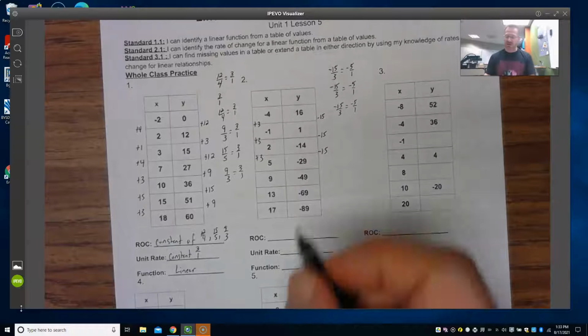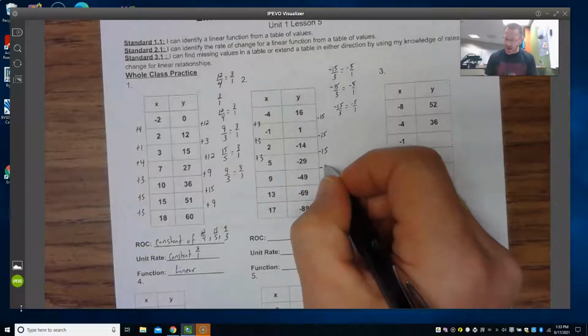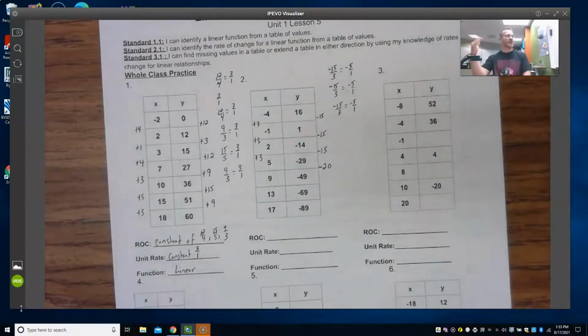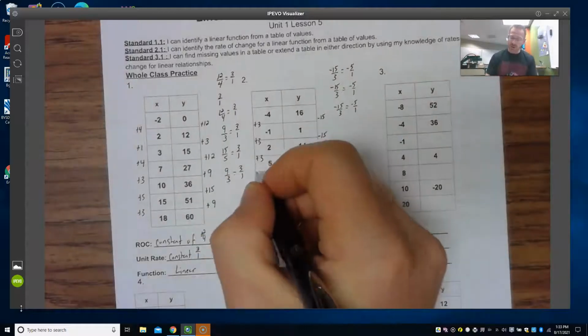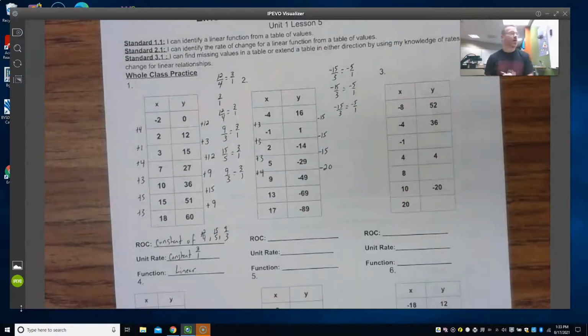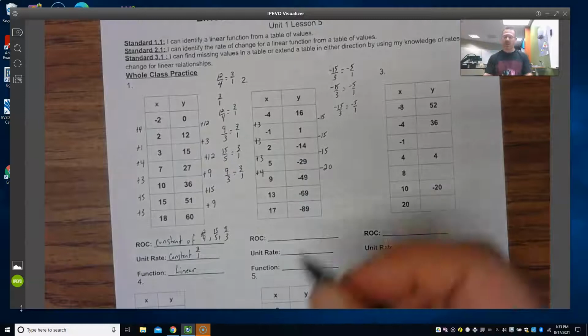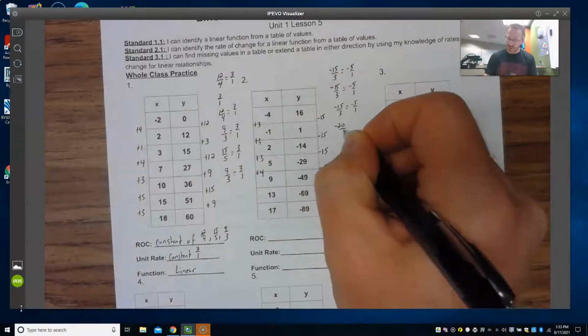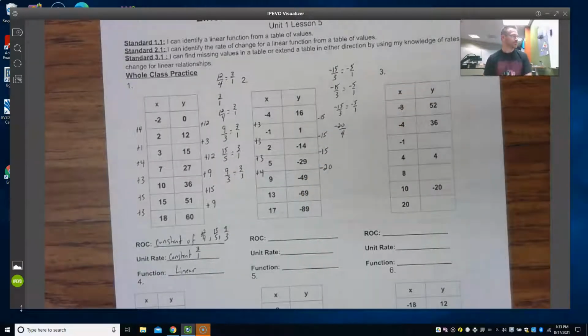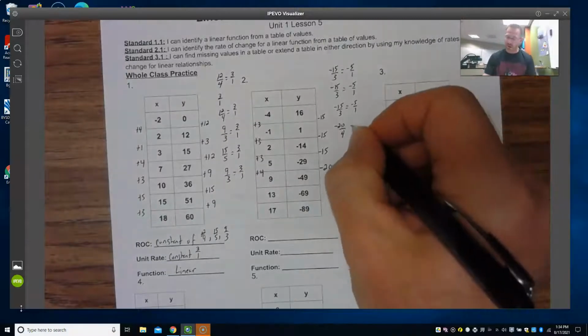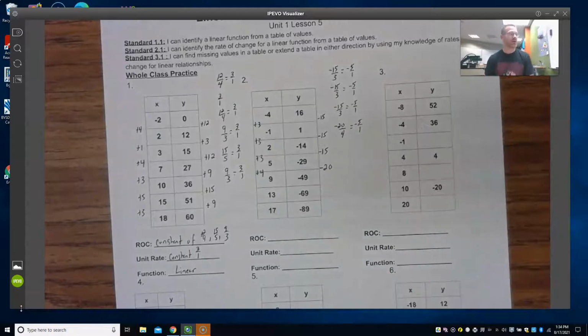Now notice, now it changes a little bit, right? Because now I go down 20 from -29 to -49. But my x's change. I go 5 to 9, so that's +4. So this looks different than our first three rates of change. All right, and so now negative 20 divided by 4, that also reduces to negative 5 to 1. So we're going to see that we're the same unit rate of change.